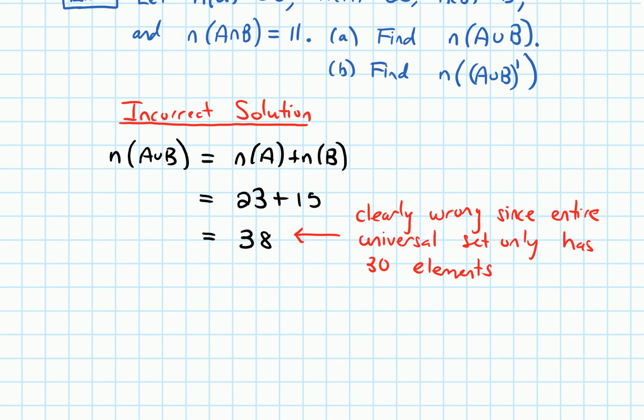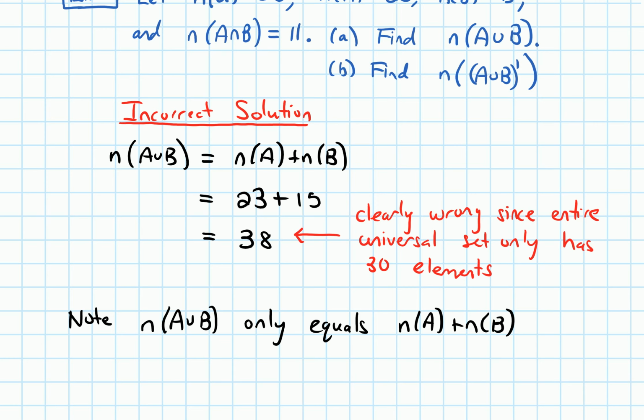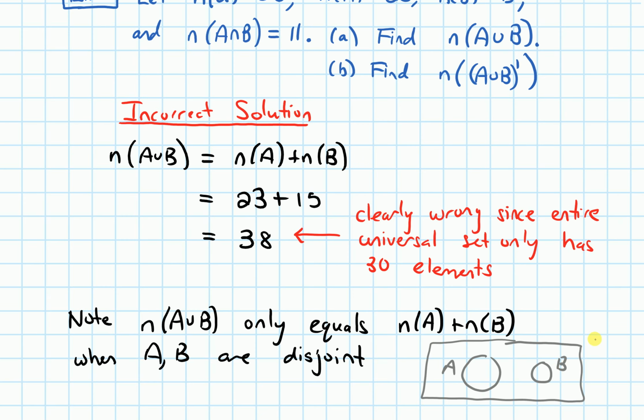So what went wrong? I want to remember and note that the number of elements in A union B only equals what we tried to say it was here, n of A plus n of B, when A and B are disjoint. So when in their Venn diagram, A and B do not overlap. That's the only type of situation where the number of elements in the union of A and B would be equal to the number of elements in A plus the number of elements in B.